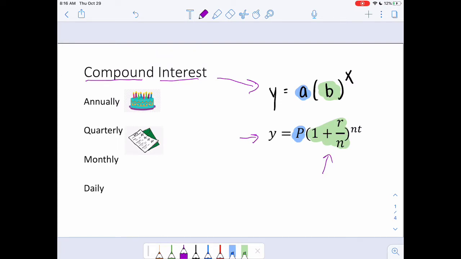We have a couple of new variables. They're just terms defined differently. P is our initial value or our principal. R is going to be our interest rate. N is the number of times compounded.